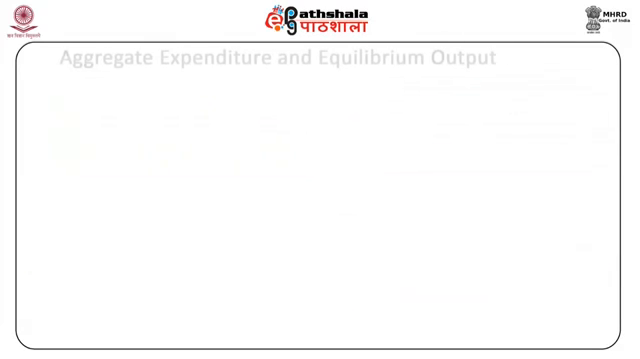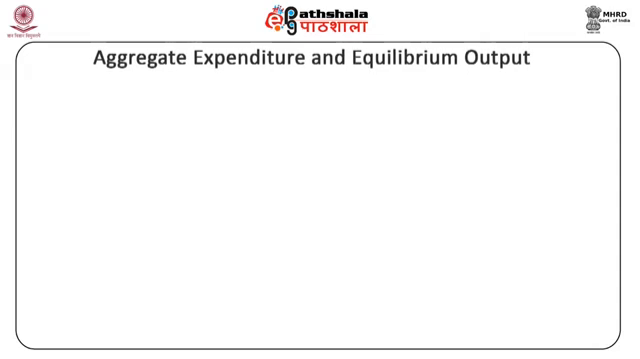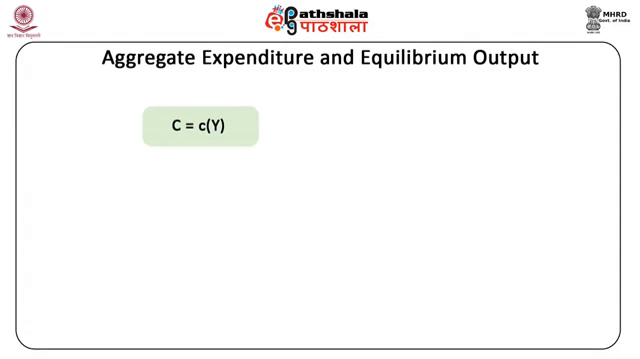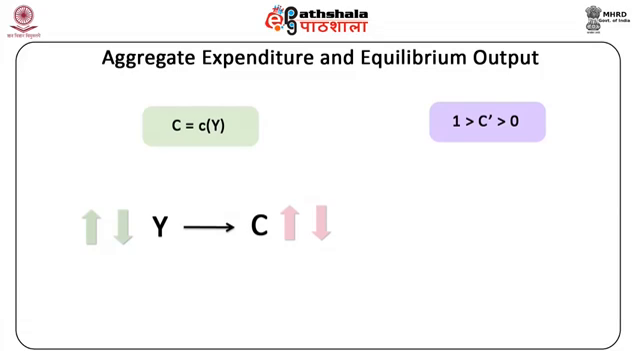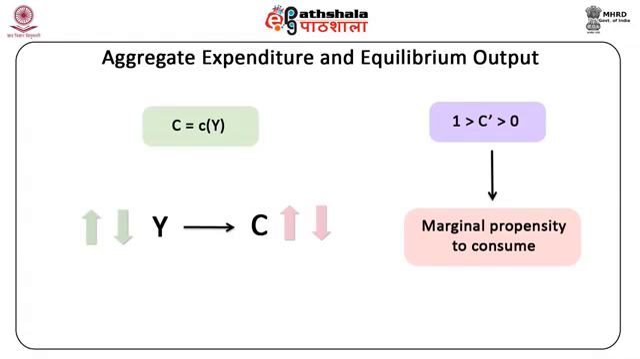The consumption function is given by the equation C = c(Y), where the derivative of consumption, C', is less than 1 and greater than 0. That is, consumption expenditure is a function of income, and an increase in income results in a similar but smaller increase in consumption expenditure, where C' is the derivative dC/dY and is called the marginal propensity to consume, that is MPC.